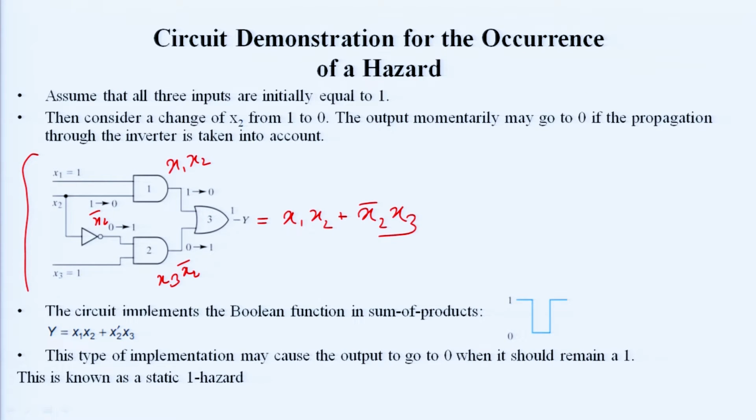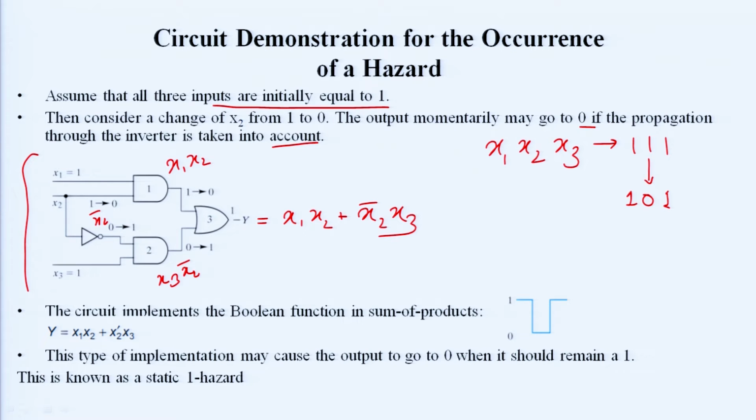Now assume that all three inputs, x1, x2 and x3, are initially equal to 1. Then consider the change of x2 from 1 to 0, while x1 and x3 remain at 1. The output may momentarily go to 0 if the propagation delay through the inverter is taken into account. Previously x2 was 1, and now with the inverter we have the value of x2 as 0.